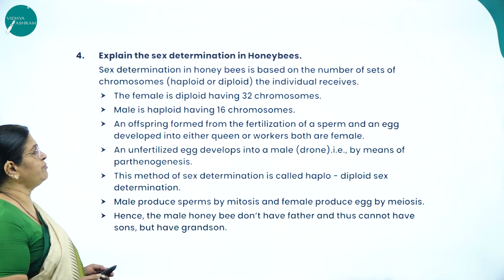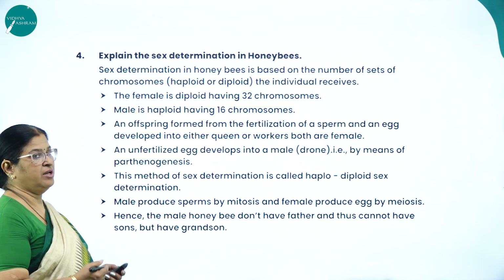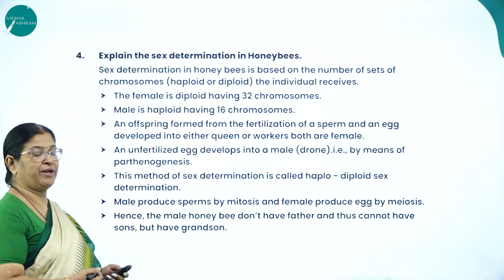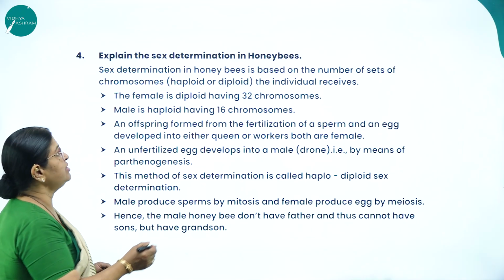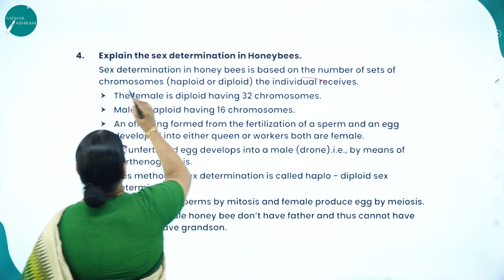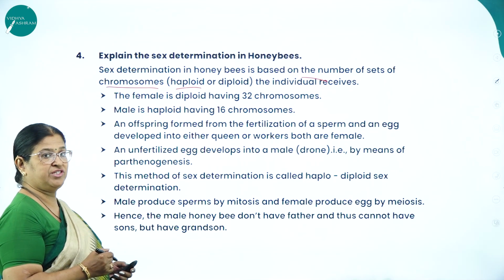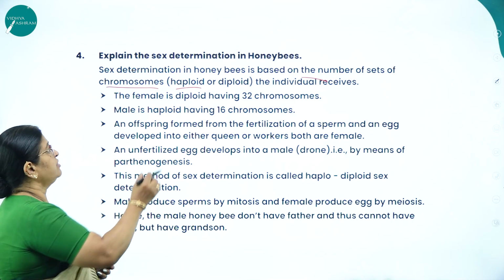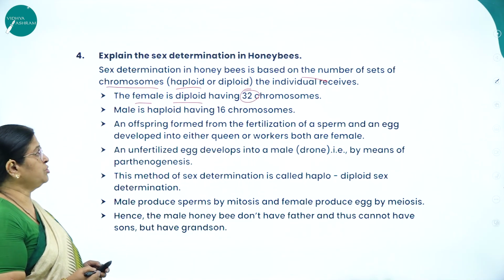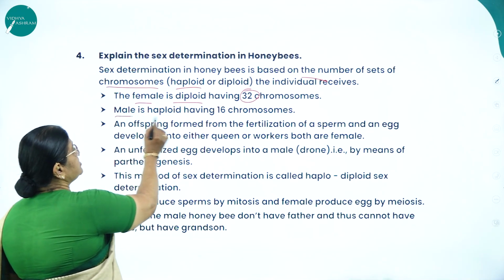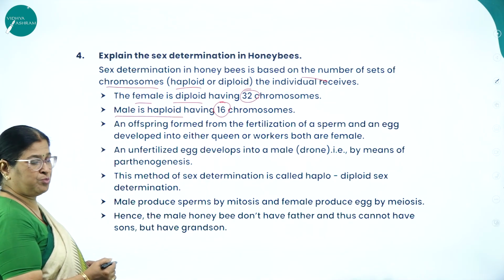Moving on to question number 4. Explain the sex determination in honeybees. We already studied male heterogamety and female heterogamety. Sex determination in honeybee is based on the number of sets of chromosomes, whether haploid or diploid, the individual receives. Here the female is diploid. Diploid means how many chromosomes? 32 chromosomes. Whereas the male is haploid, having half the number of chromosomes, that is 16 chromosomes.